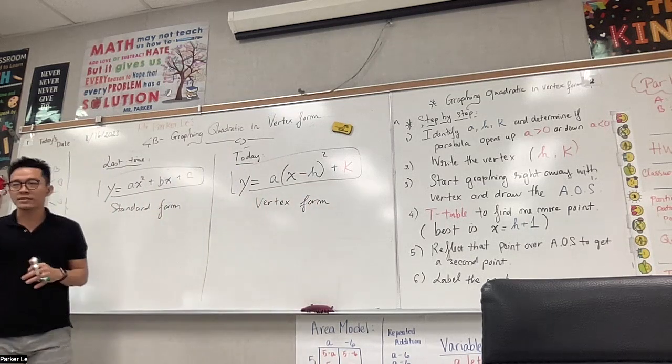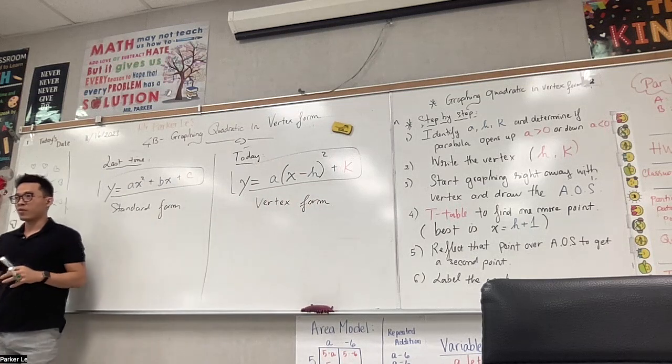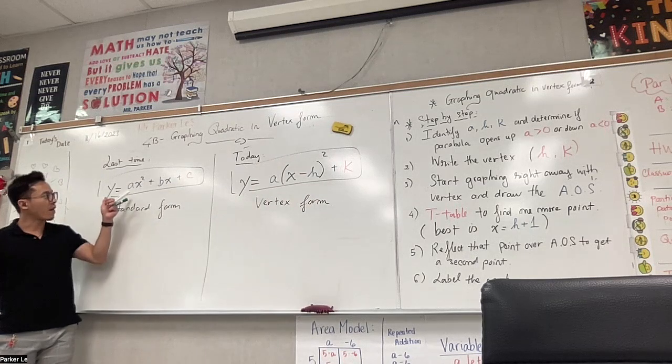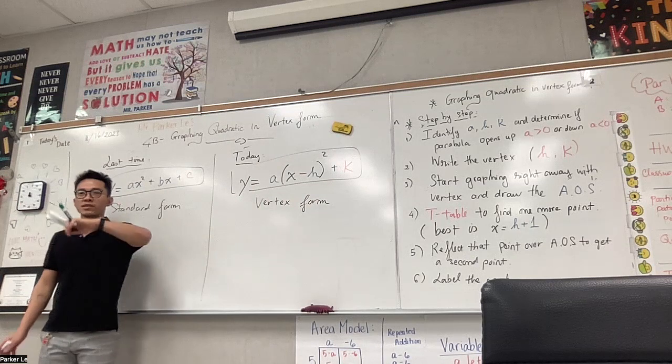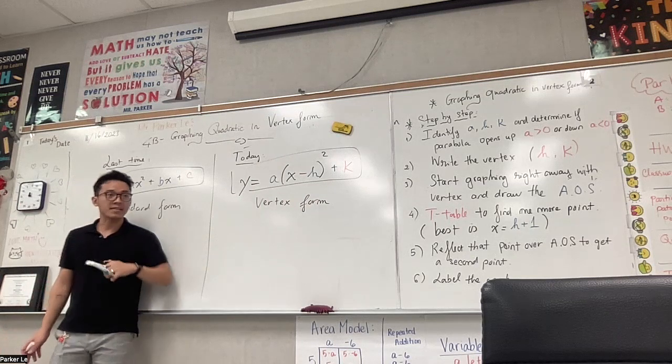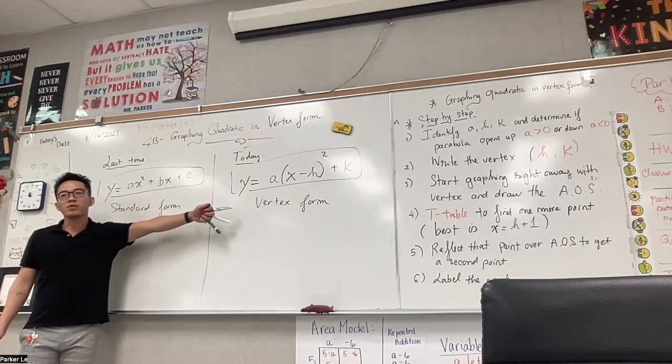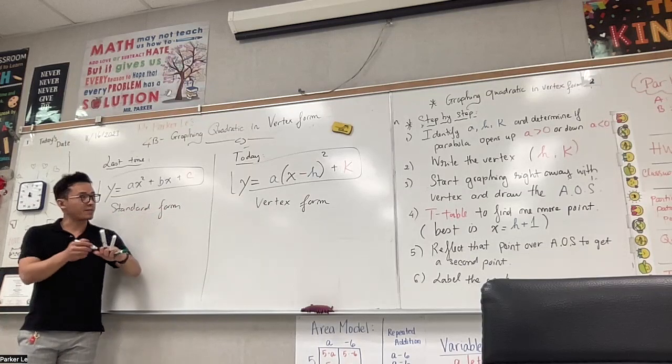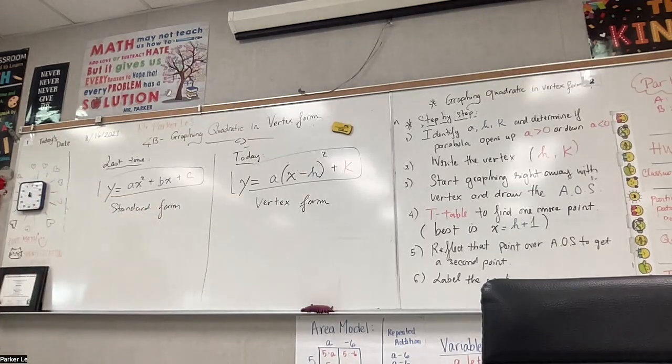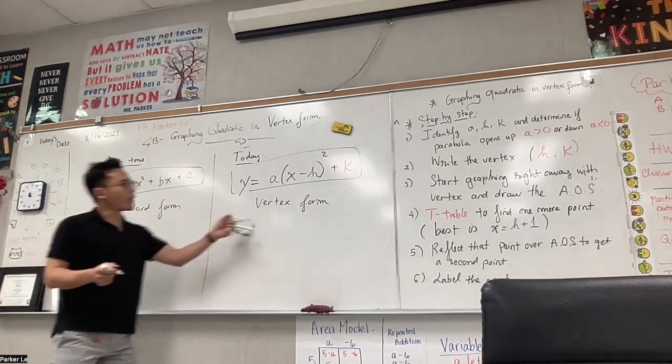Right. Can someone tell me what is the main difference? What is the obvious sign that separates standard form and vertex form? All right, Jose. You have parentheses. Very good. On the vertex form, you see the parentheses. On the standard form, you don't see the parentheses. Yeah. 1 point for Jose.